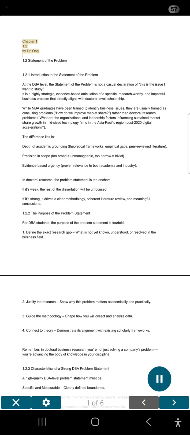Chapter 1, 1.2 by Dr. Ong. 1.2 Statement of the Problem. 1.2.1 Introduction to the Statement of the Problem.